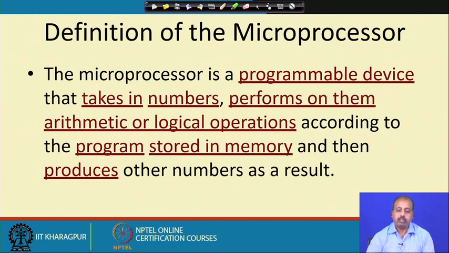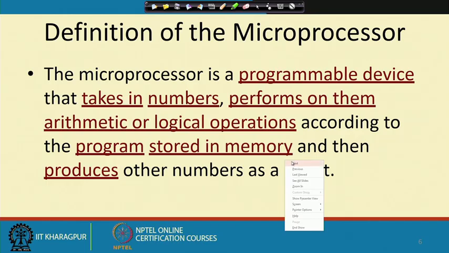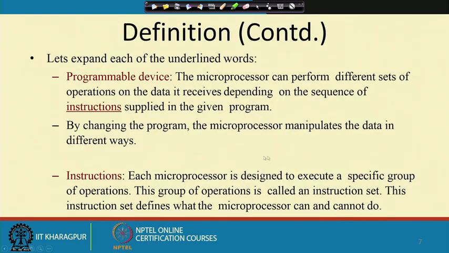So, we will go by these individual terms like programmable device: what is the input it is taking, what sort of operations it can perform, and on what it can perform them. So, one is the type of operation, and another is the operands on which it will do the operation, and finally, what is the result that it produces. We will try to answer all these when we go into the definition of microprocessor.